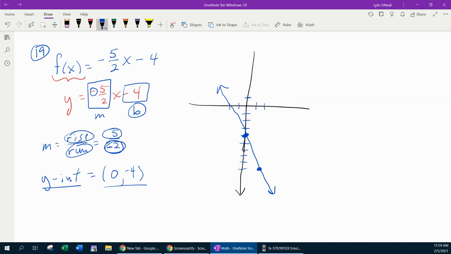1, 2. And notice that my line is a little bit off, but these points will line up. So it doesn't matter if you rise a negative and then go to the right, or rise a positive and then go to the left. Either way, you're going to get the points that make the line.